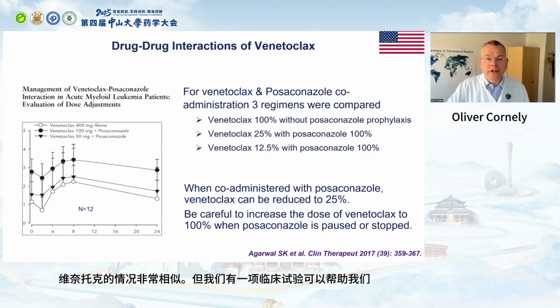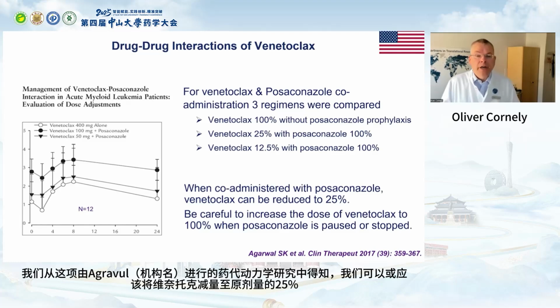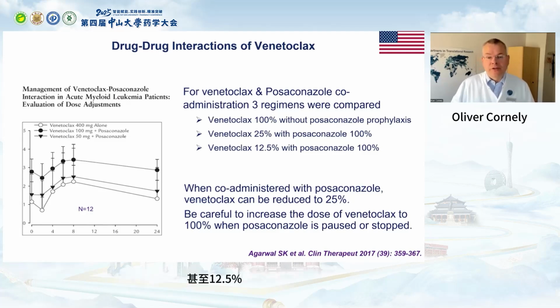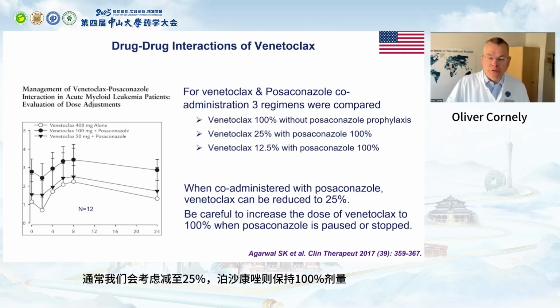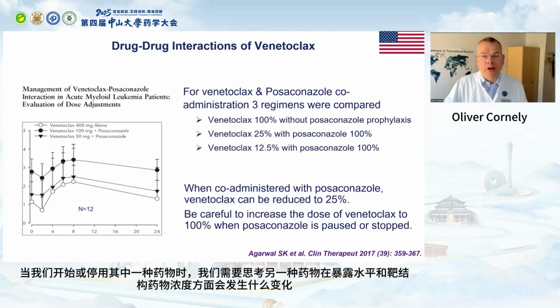And very similar that is for venetoclax, but there we have a clinical trial that helps us. We know from this pharmacokinetic study from Agarwal that we can reduce or should reduce venetoclax to 25 or even to 12.5% of the original dose. Usually it would be 25% that venetoclax is being reduced to. Posaconazole stays with 100%. Again, when we start or stop one of these drugs, then we need to think about what will happen with the other drug in terms of exposure and drug concentration on our target structures.